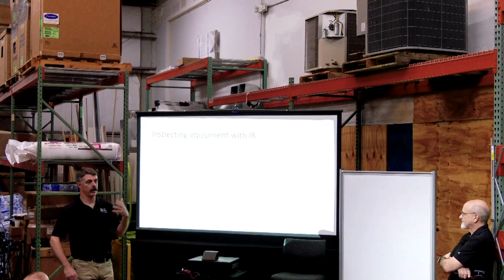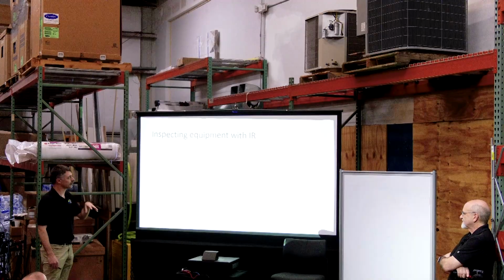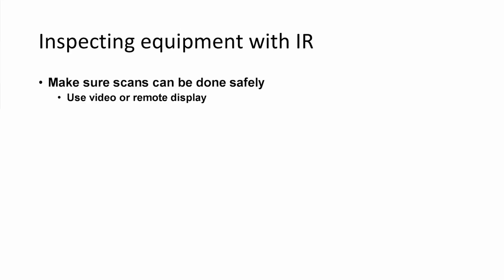Okay? So let's get into doing a little bit of inspection with IR, or infrared, thermal imaging, an IR camera, thermal camera. It's all different terms for the same process. All right? So one of the first things we need to do is make sure we can do this stuff safely. If we're going to be using it, especially on equipment, we need to be able to do it safely.